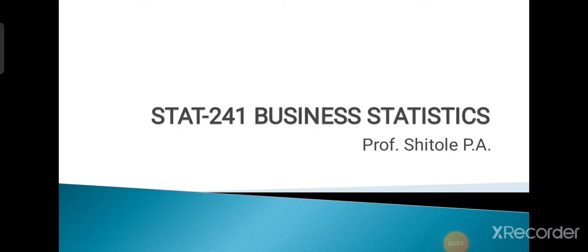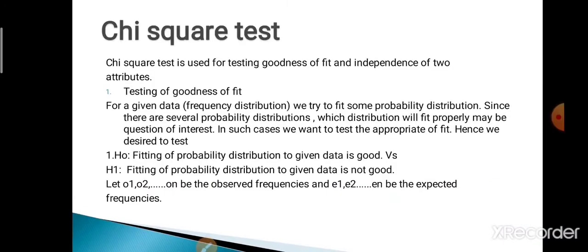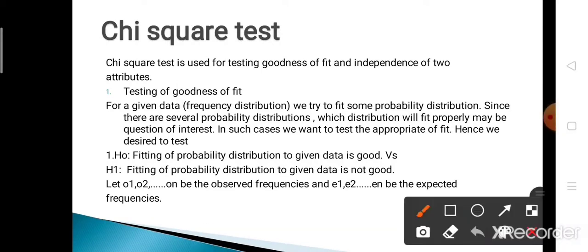Hello everyone. Today we are going to learn the last test in testing of hypothesis, named the chi-square test. First of all, we see when we use the chi-square test. The chi-square test is used for testing the goodness of fit and the independence of two attributes.